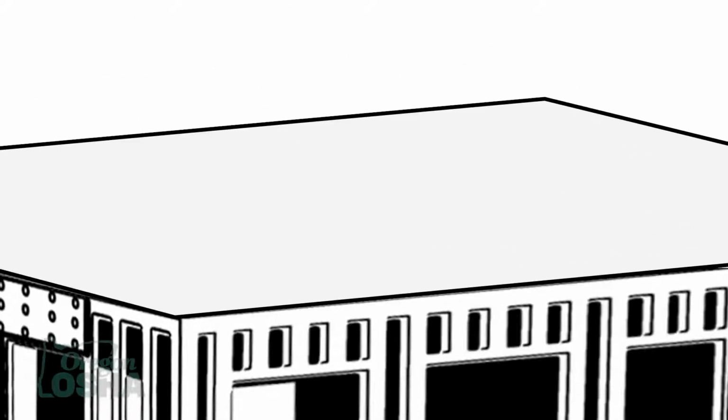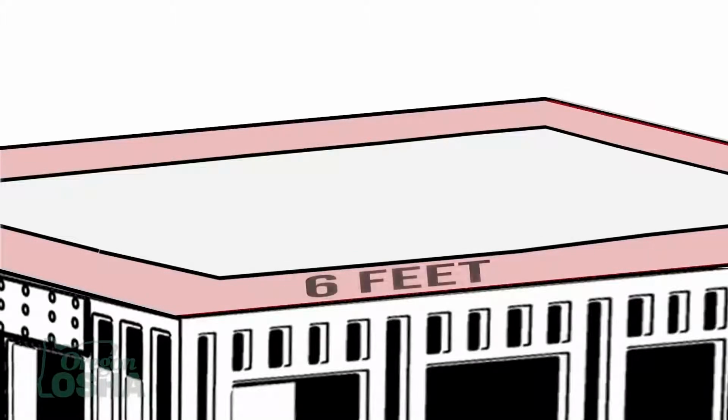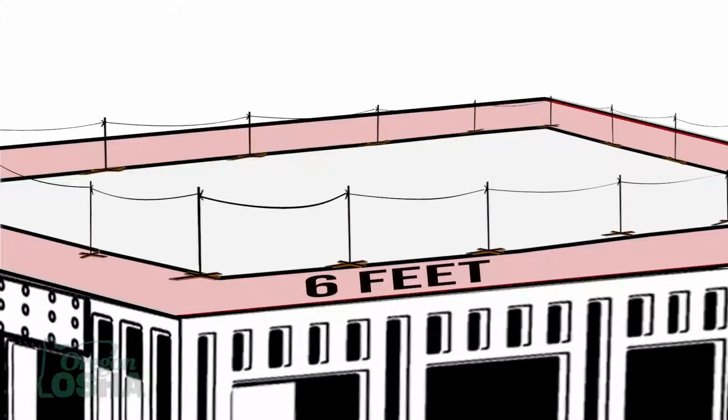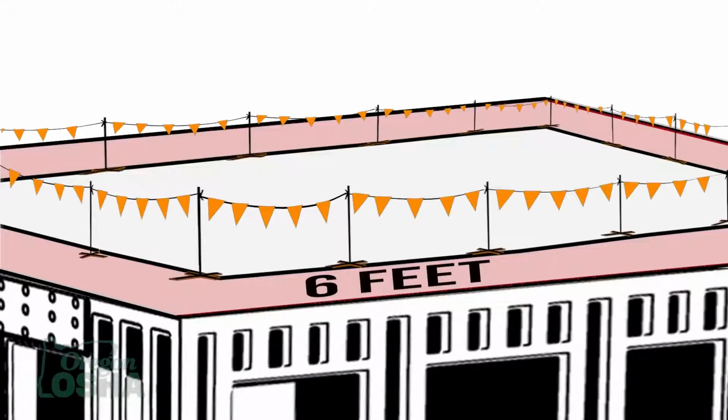First, let's talk about warning lines. Warning lines are a fall protection system that surrounds all sides of the work area, placed at least 6 feet from the edge, and are made up of supporting stanchions and lines such as rope, wires, or chains that are flagged with high visibility material.